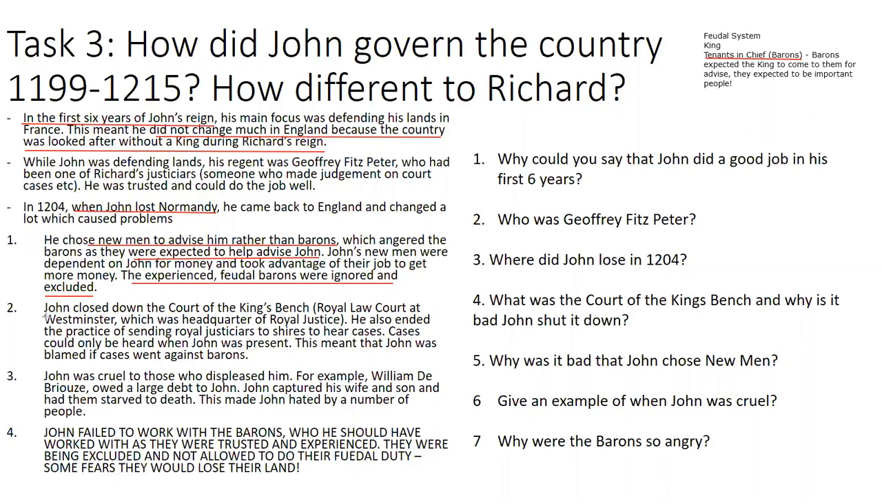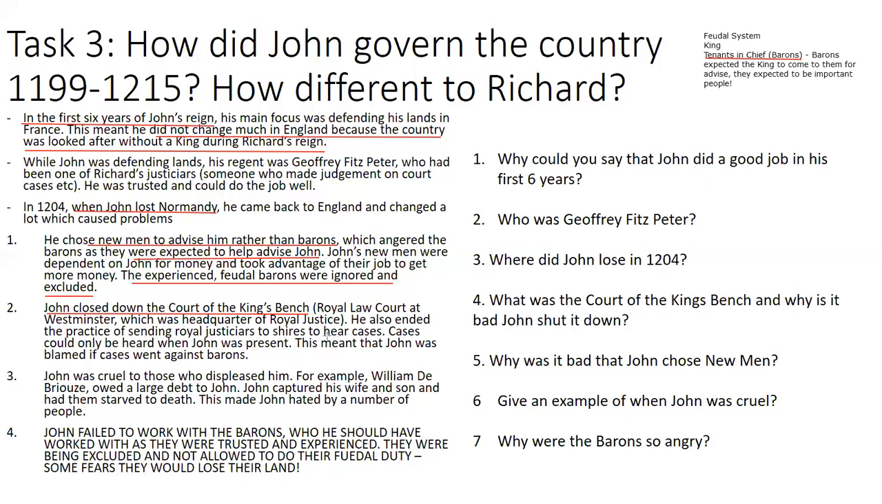The next thing John did, which seemed quite negative, is he closed down the court of the king's bench. Now, the court of the king's bench was a royal law court in Westminster, which was the headquarters of royal justice. He also ended the practice of sending royal justice to shires to hear cases. Basically, what John said was that cases could only be heard if John was there.